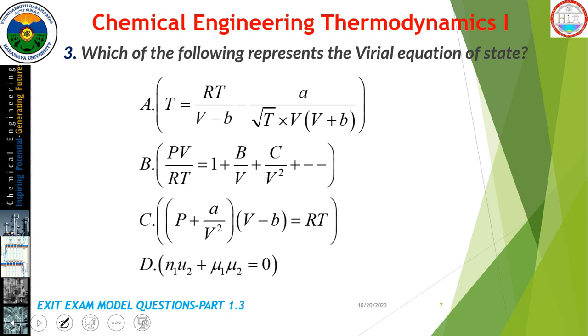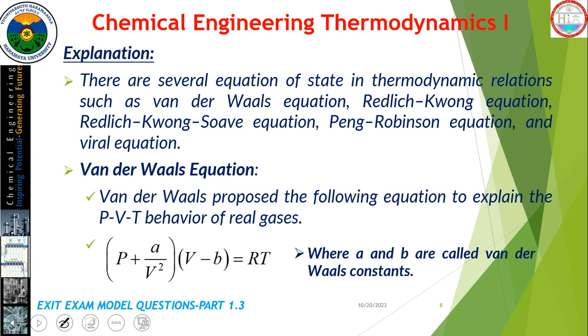So let us explain the different types of thermodynamic relations or equations, such as the van der Waals equation, Redlich-Kwong equation, Redlich-Kwong-Soave equation, Peng-Robinson equation, and the virial equation. Let us see their mathematical forms. Van der Waals proposed the following equation to explain the pressure, volume, and temperature behavior of real gases. Those are the thermodynamic equations, which means equations of state for real gases.